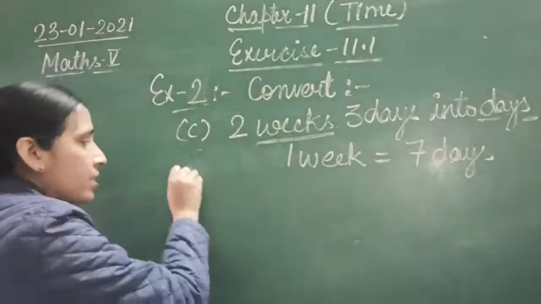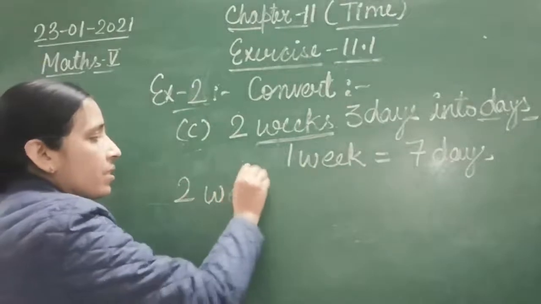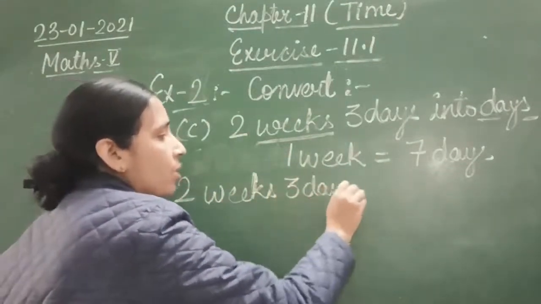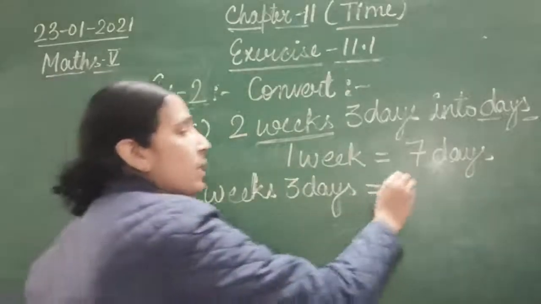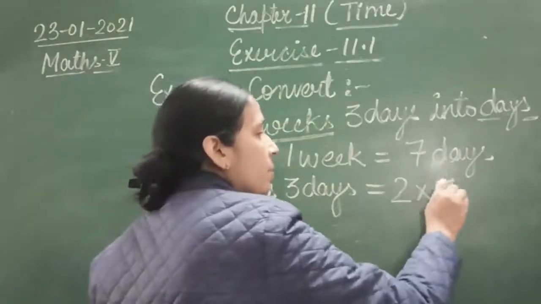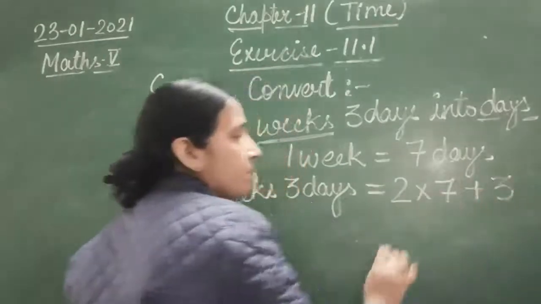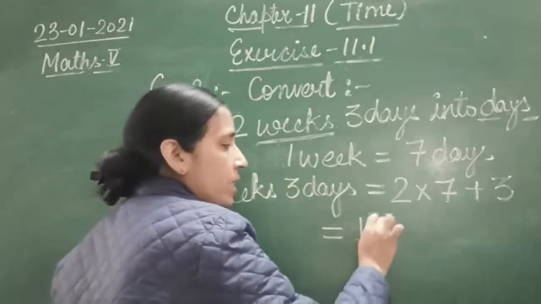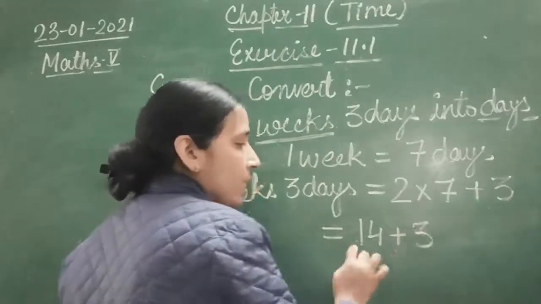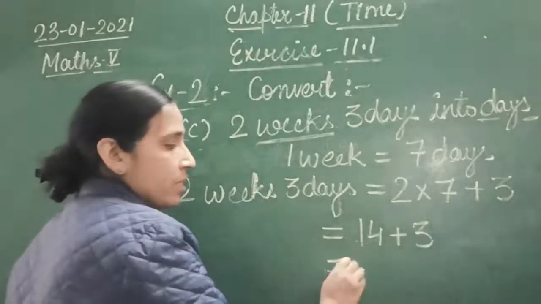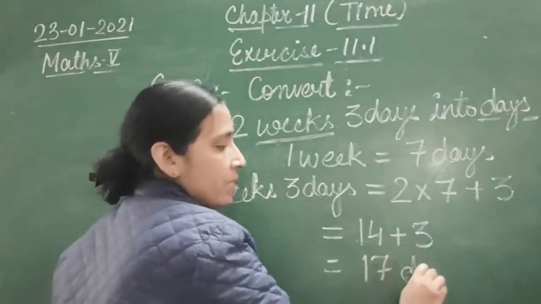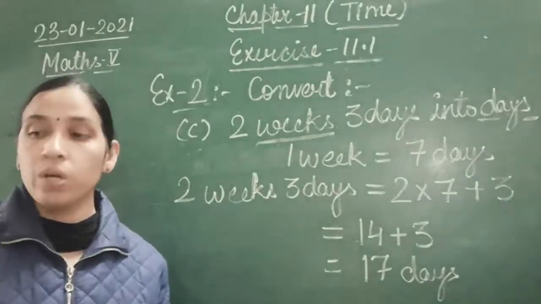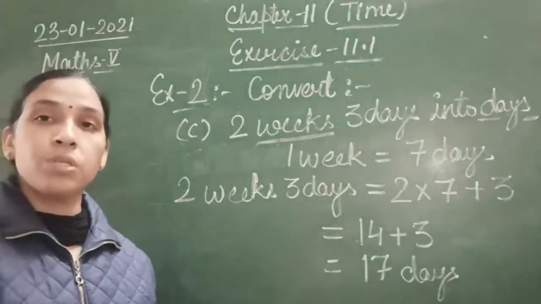Now 2 weeks 3 days will be equal to: 2 weeks means 2 will be multiplied by 7 plus 3 days. 2 sevens are 14 days plus 3. 14 plus 3 will be 17 days. 17 days will be your answer in this question.